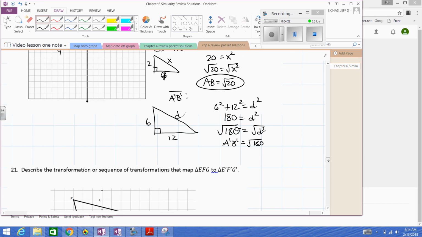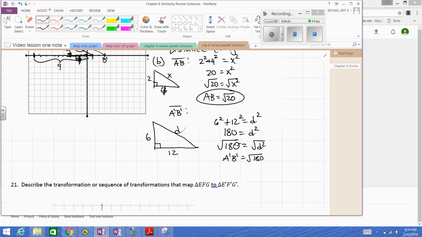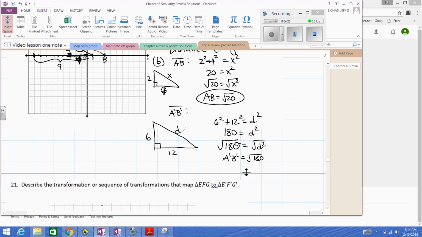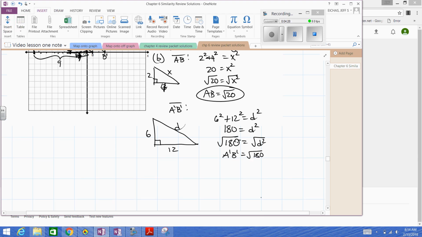Now we're trying to show that it's 3 times as much, so this is going to get a little tricky. This is going back to simplifying square roots. Here's what we have. AB is the square root of 20. And what I want to show you is A prime, B prime is the square root of 180. Well, that's the same as the square root of 9 times the square root of 20.